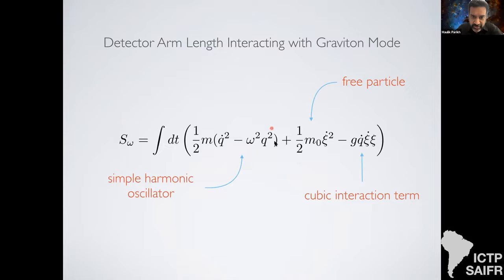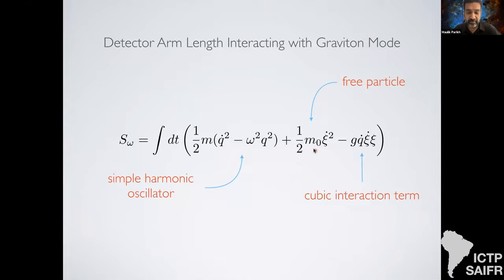So the first part here, that's just the action of a simple harmonic oscillator. And omega is the frequency of the harmonic oscillator, which is actually the frequency of the gravitational wave mode. And M here is an artificial mass that we created. It comes from the volume of space-time, and it's unphysical and will play no role in any of the calculations. It'll drop out of everything. Meanwhile, we also have another piece here, which is a free particle action. That's just 1/2 m v squared. And m naught here is the mass of that other free particle, which in the case of LIGO would be a mirror of 40 kilograms.